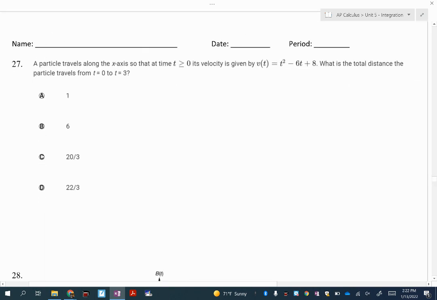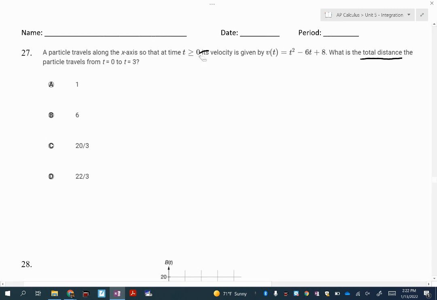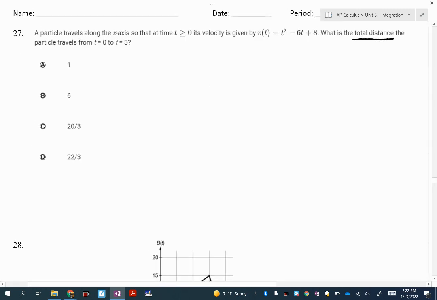Okay. All right, this is, I think, the hardest problem, because we're given a velocity function and it wants to find the total distance. This is the problem that we actually just finished in class today on the 13th. Since I'm finding the total distance, I don't care about where it's positive or negative. I have to add all the areas together.